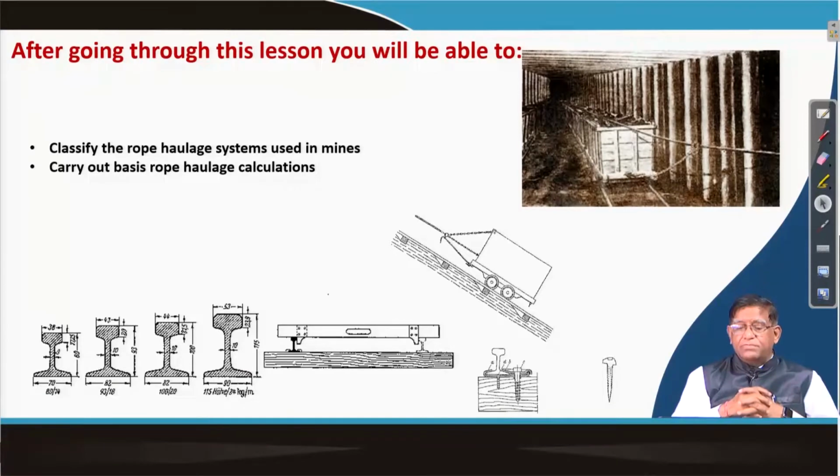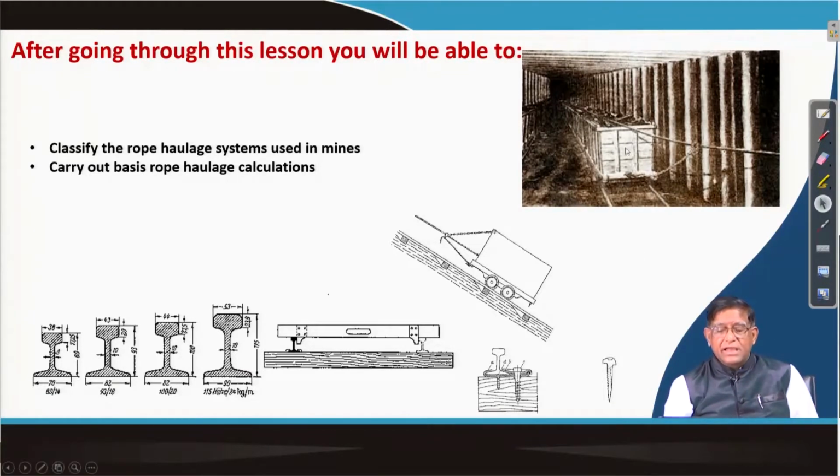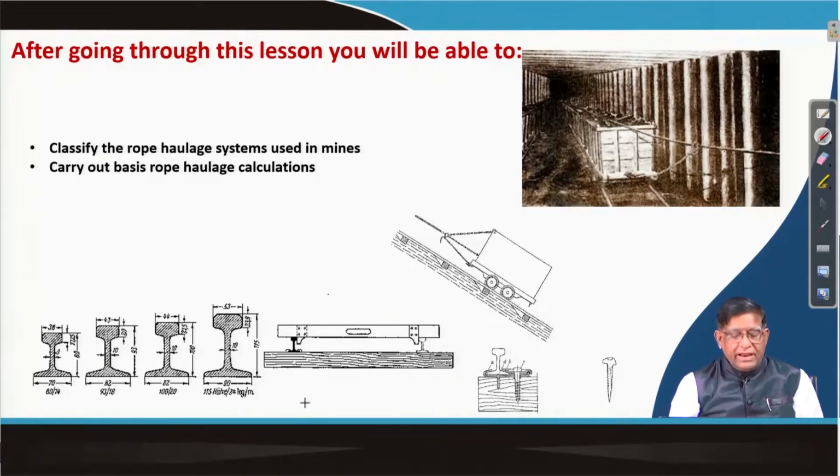Before that, the basic components of a rope haulage: there is a mine car, and it is connected with a rope. This is the basic component, and they are mounted on rails. You must have seen rails, where there are sleepers. Below these sleepers there will be some ballast.